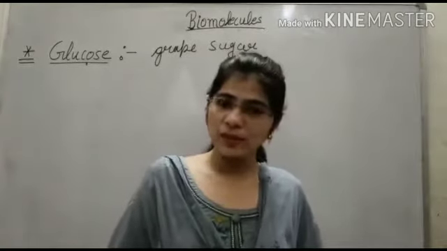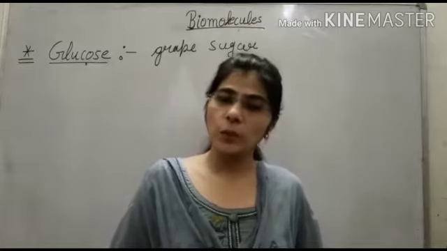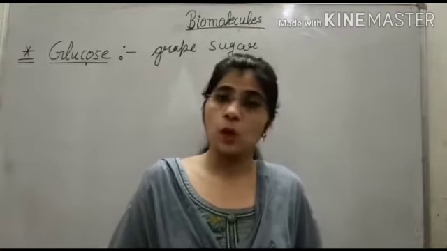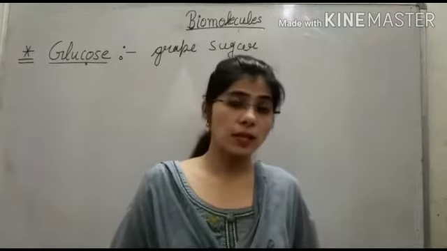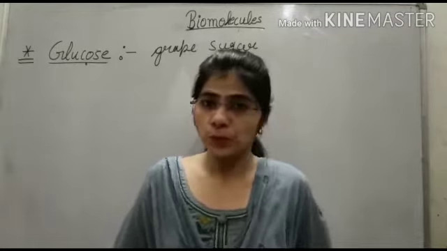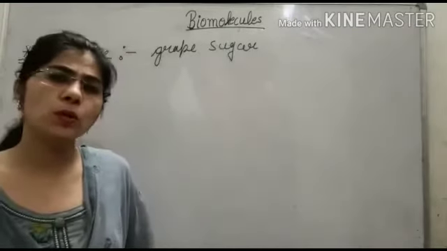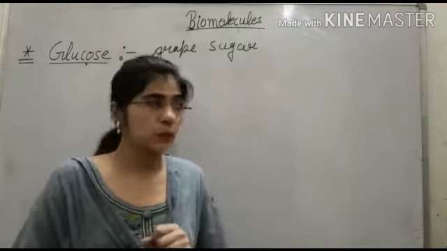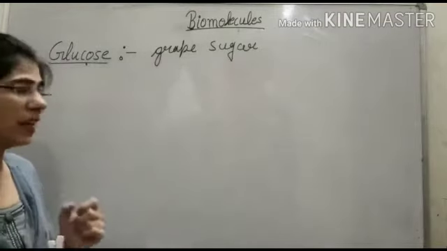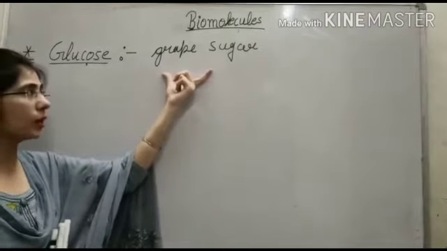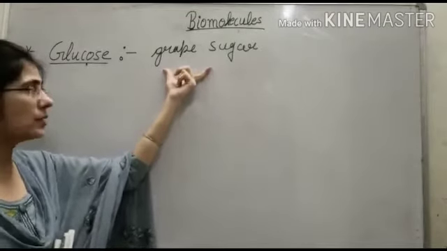Fellow students, today we are going to discuss the open chain structure of glucose. We studied the classification of carbohydrates in our previous lecture. Glucose occurs in nature in the free state as well as in the combined state. Glucose is mainly found in ripe grapes, which is why it is commonly called grape sugar.